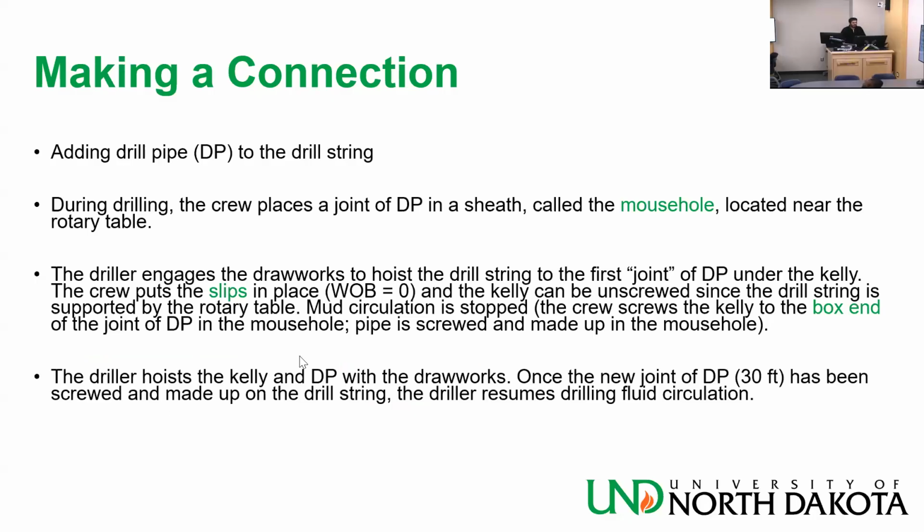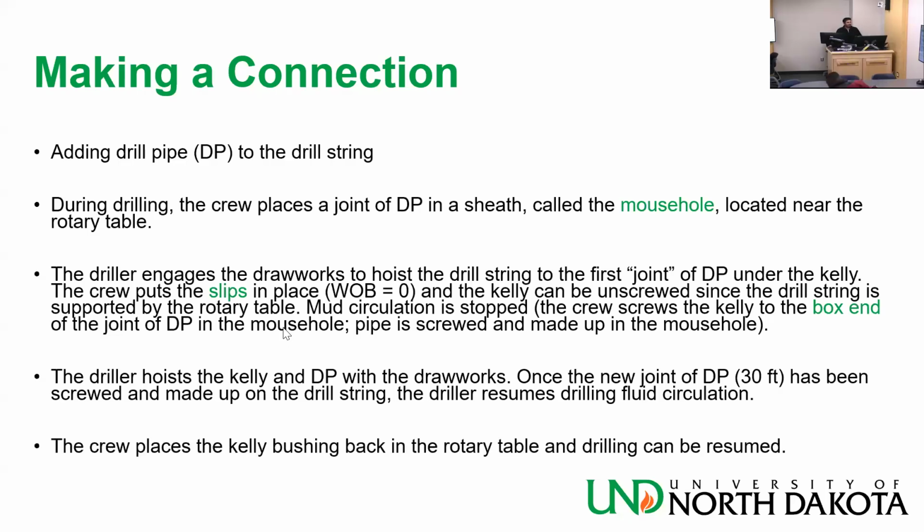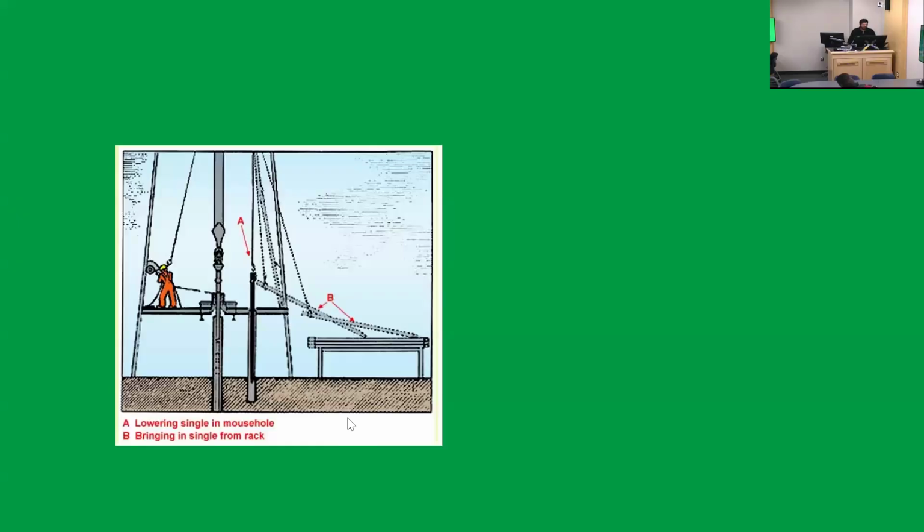The driller hoists the Kelly and drill pipe with the drawworks. Once the new joint of drill pipe, which is 30 feet, has been screwed and made up on the drill string, the driller resumes drilling fluid circulation. The crew places the Kelly bushing back in the rotary table, and the drilling can be resumed. This is how it looks.